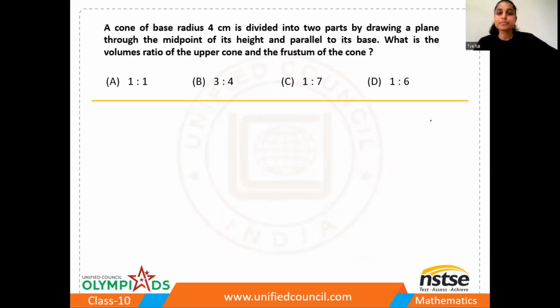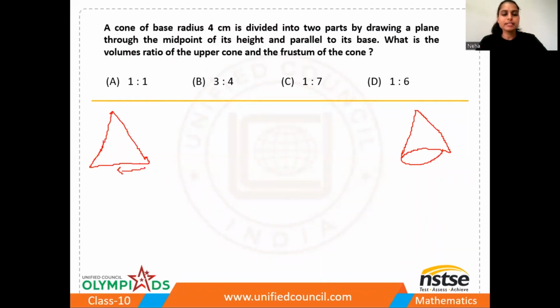Perfect. Very nice question. So, students, if I draw the diagram of a cone, then it is something like that, right? And if I draw a two-dimensional diagram of a cone, then it looks like a triangle. So let's suppose this is a triangle. Now the question is saying that a cone of base radius 4 centimeters is divided into two parts by drawing a plane through the midpoint of its height and parallel to its base. That means something like that. So what is the volume ratio of the upper cone and the frustum of the cone?